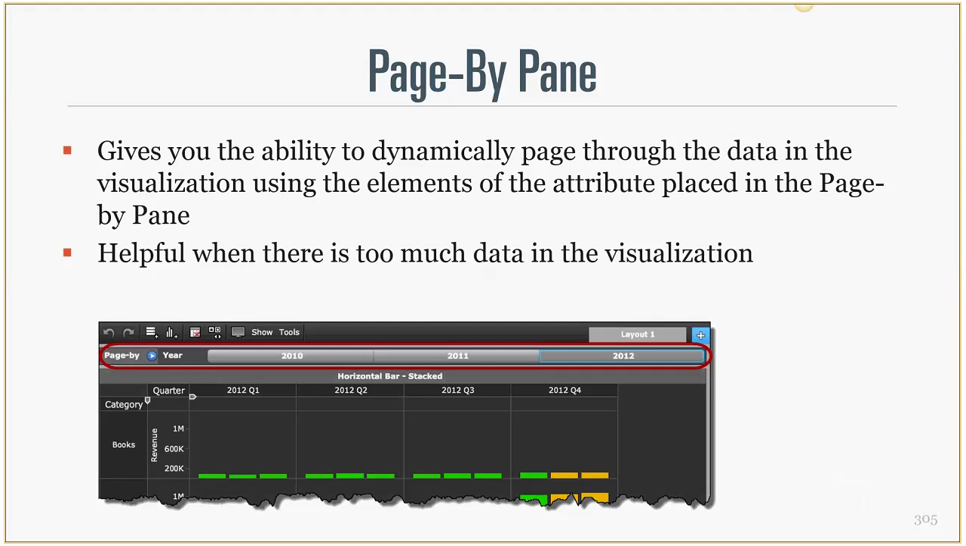Page by pane, we saw that yesterday also in a report. With the use of a page by pane, you have the ability to view information dynamically page by page, and it's helpful when there is too much data in the visualization. For example, in this screenshot, year has been placed in the page by pane. If I click on 2010, this graph would change to all the values related to 2010. Similarly, when 2012 is selected, you see only the quarters that are related to 2012.